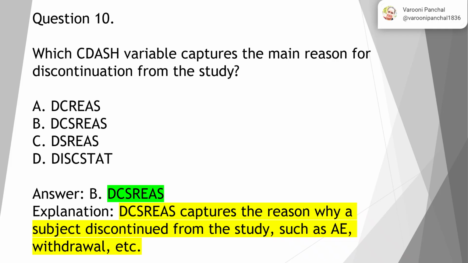Question 10. Which CDASH variable captures the main reason for discontinuation from the study? Option A says DCRES. Now this is not the right answer. DSREAS. No. Then option D says DISCSTAT, which is also not the right answer. So the correct answer is option B, which is related to the discontinuation and the reasons, right? DCSREAS captures the reason why a subject discontinued from the study, such as AE or withdrawal, etc.